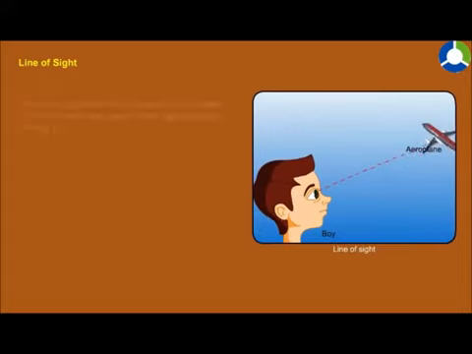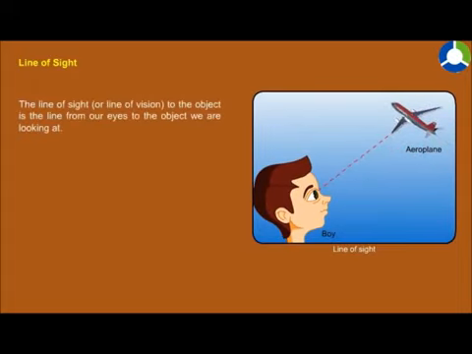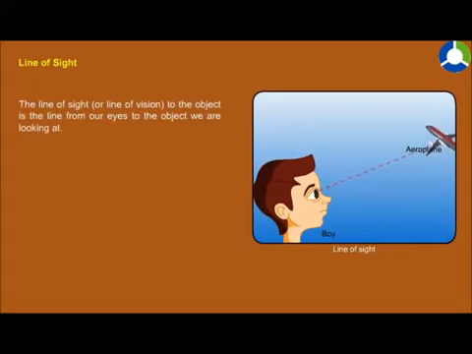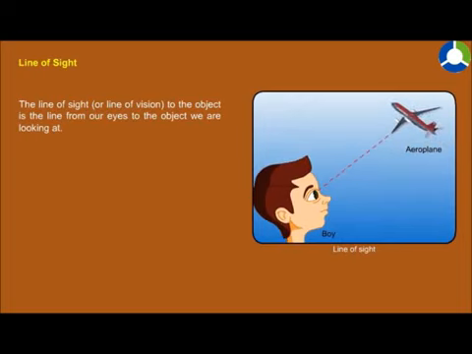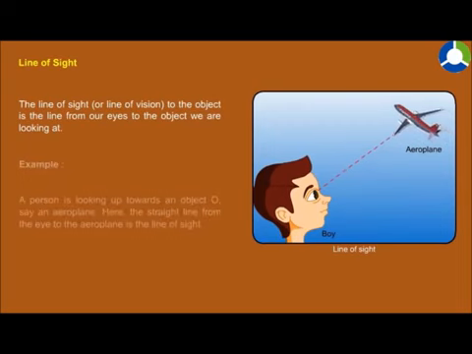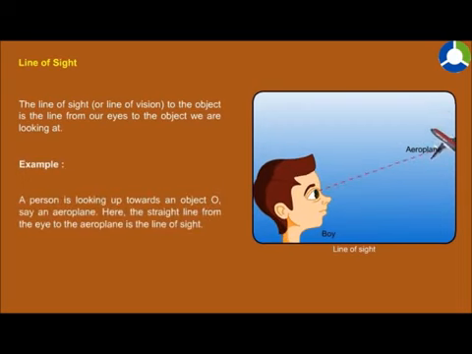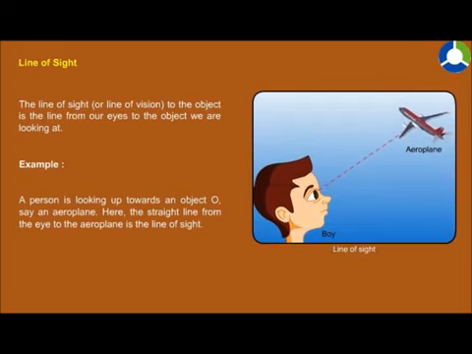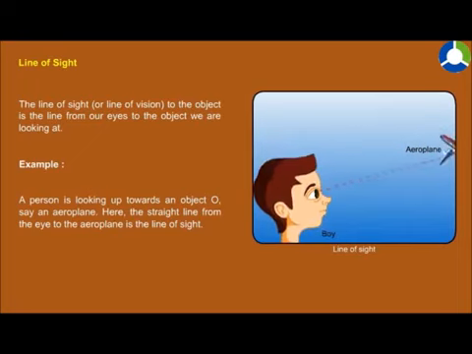Line of sight. The line of sight or line of vision to the object is the line from our eyes to the object we are looking at. Example: a person is looking up towards an object O, say an aeroplane. Here, the straight line from the eyes to the aeroplane is the line of sight.